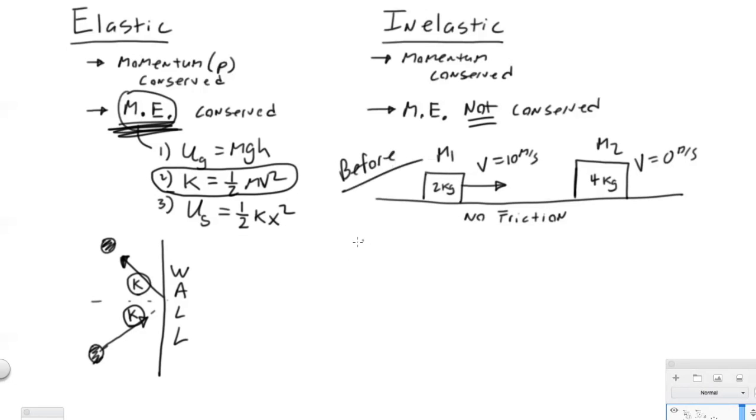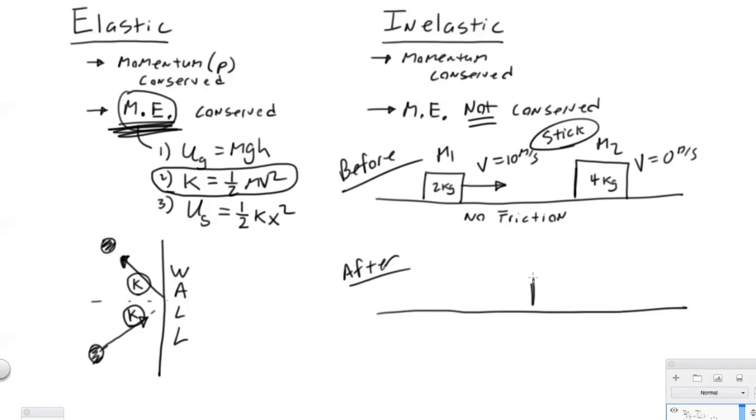And then let's say these guys stick together. So M1 collides with M2, and they stick together, and then after the collision, they're going to move off together. So they stuck together. Here's the 2 kilogram, here is the 4 kilogram, M1 and M2, and they're going to move off with some final velocity. Now, do we have kinetic before this collision?